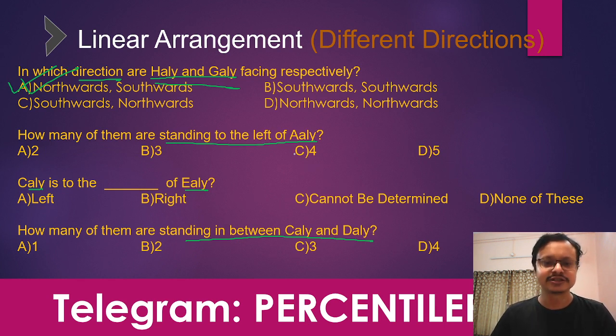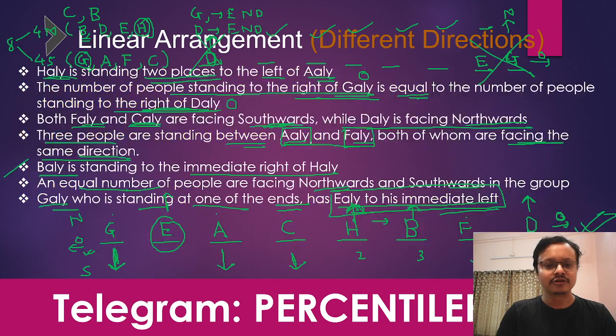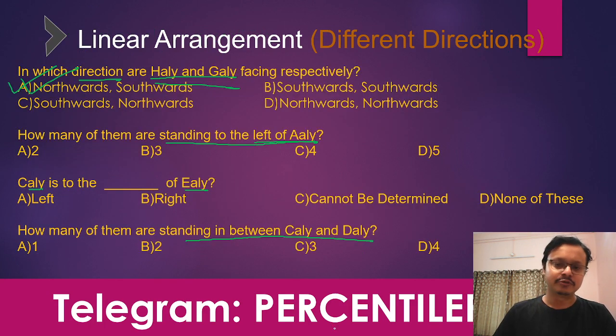The second question is asking how many of them are standing to the left of Ali. So where is Ali? Ali is here. Now, how many to the left? If Ali is here, you have 1, 2, 3, 4, 5. 5 people to the left of Ali, which means the answer is option D.